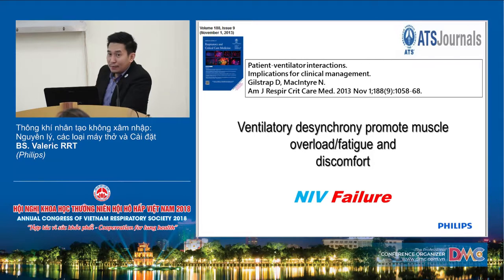So if we don't have the right device, a ventilator that is capable of dealing with leaks, then even though the clinicians are knowledgeable about non-invasive ventilation, if you don't have the right device for non-invasive ventilation, you cannot perform it successfully.